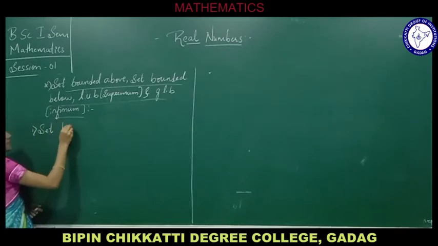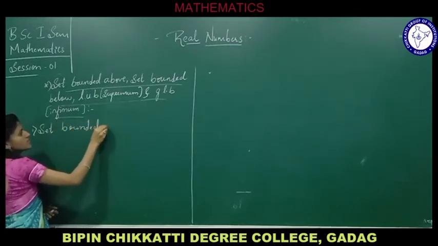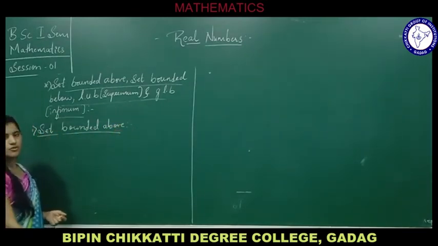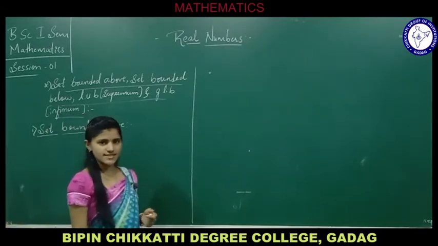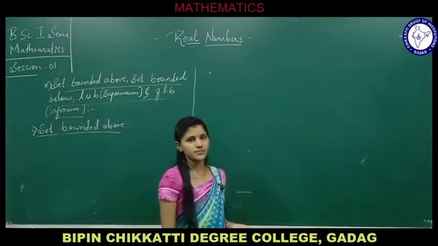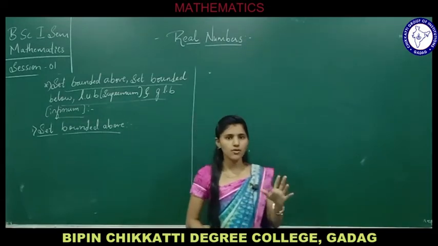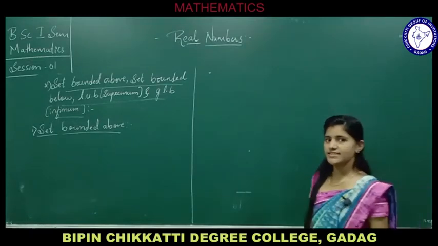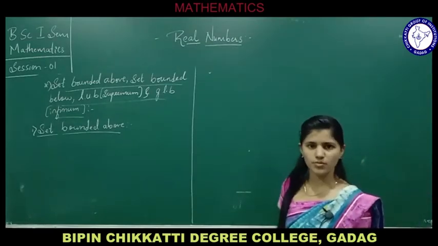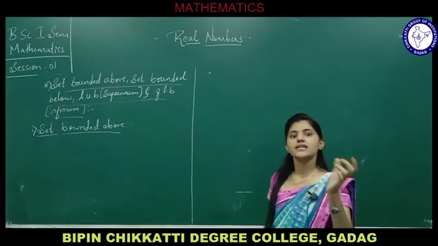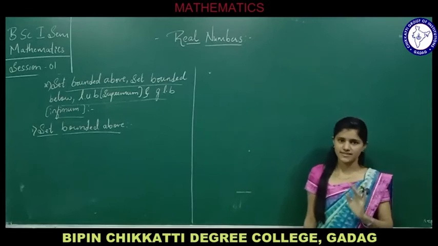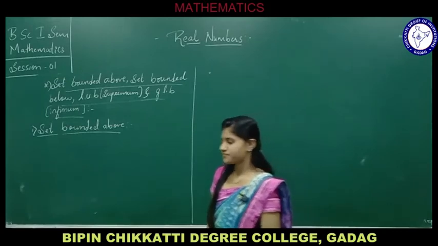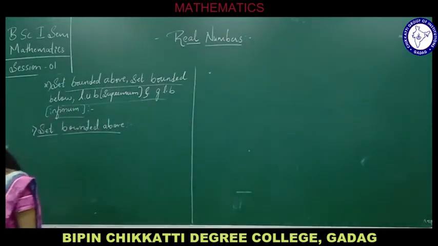Set bounded above. How are we going to define this? We consider a set S of real numbers. Then we say the set is bounded above when there exists a number B. The number may belong to S or may not belong to S. It is not necessary that the element B should be a member of S. Then we say that B is an upper bound of S.